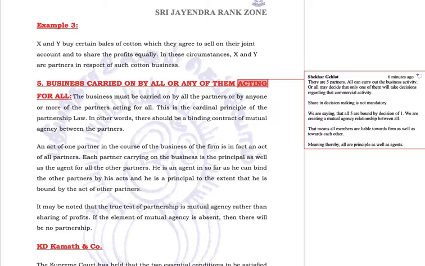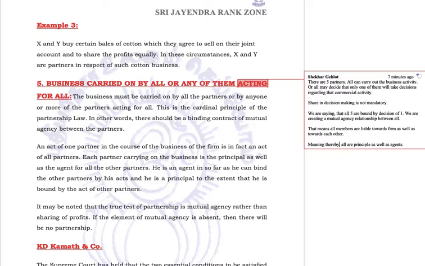Each partner carrying on business is an agent insofar as he can bind the other partners by his acts, and he is principal to the extent that he is bound by the act of other partners. So one partner is principal as well as agent, both in one person. But how? When he is binding other people by his actions, then he behaves like an agent. And when he is being held bound by the activities of other partners, then he is acting like a principal, because a principal is bound by the act of an agent.